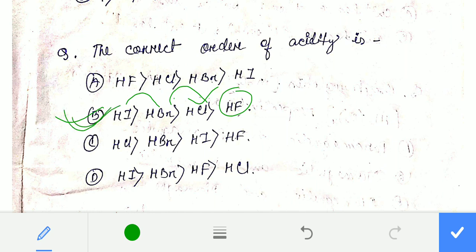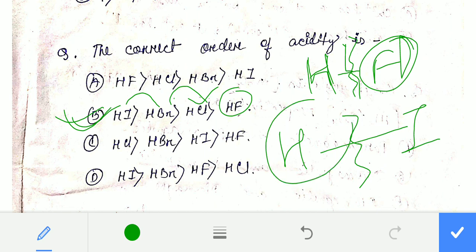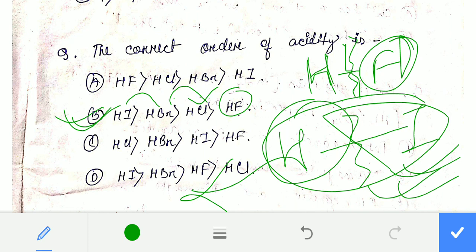So for this question, the right option is B. Also, you can solve this question by taking a generalized idea: since the fluorine atom is very small, the bond between H and F is very short, so a large amount of energy will be required to break it. But in the case of HI, it is not a short bond, it is a longer bond, so one can easily break the bond and H plus can easily be removed. So HI will be the most acidic compound.